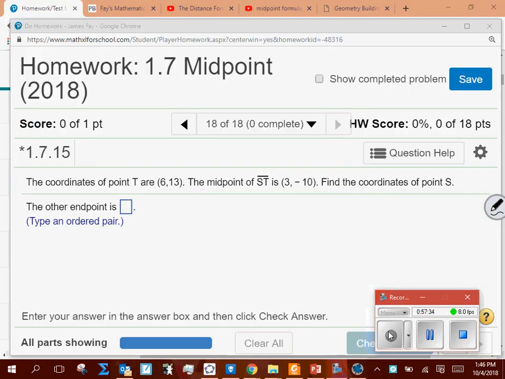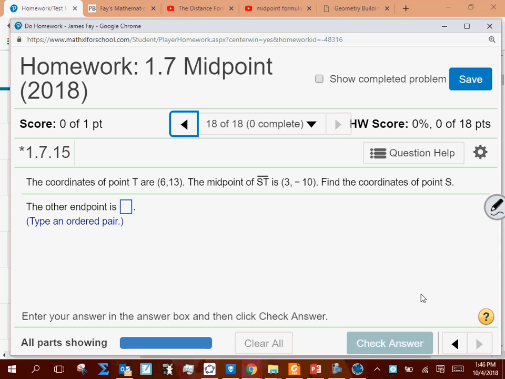Examples. All right, so this question says the coordinates of point T are 6, 13, and the midpoint of ST is 3, -10. Find the coordinates of point S. Okay, so point S is the other endpoint. Okay, so this is an endpoint. This is a midpoint, and we're looking for the other endpoint.